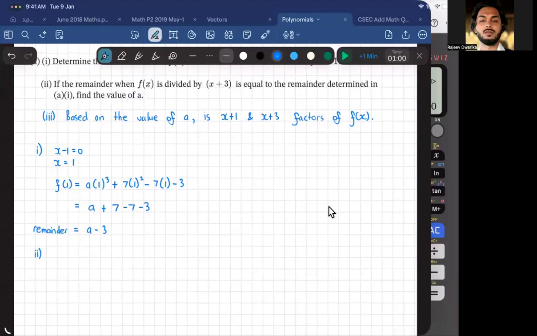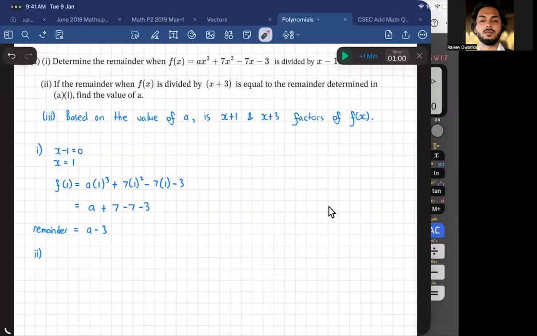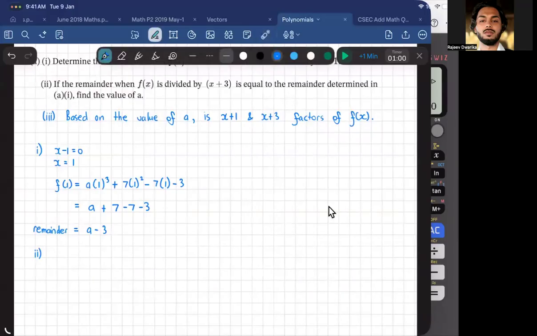So, Serena, in part 2, they're saying that there's another remainder, right? And this time, they are talking about the remainder when we have f of x and we divide it by x plus 3. So how would I find that particular remainder? You would use the remainder factor theorem, like what you did in part 1, but use it on x plus 3 instead. Yep.